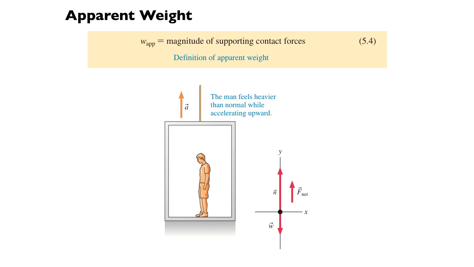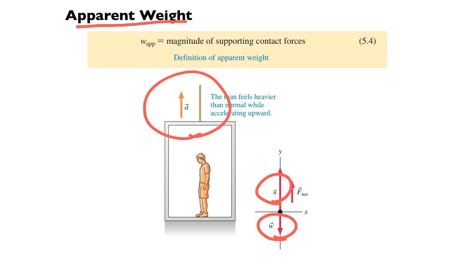Now, if you are in an elevator and the elevator is accelerating upward, the normal force is bigger than the weight force. And the normal force is what you experience as your apparent weight, because the apparent weight is just the magnitude of supporting contact forces. And we talked about this at our in-person section. And it's what you feel as weight. It's your qualitative experience of weight, because you do not feel the weight force acting on you.